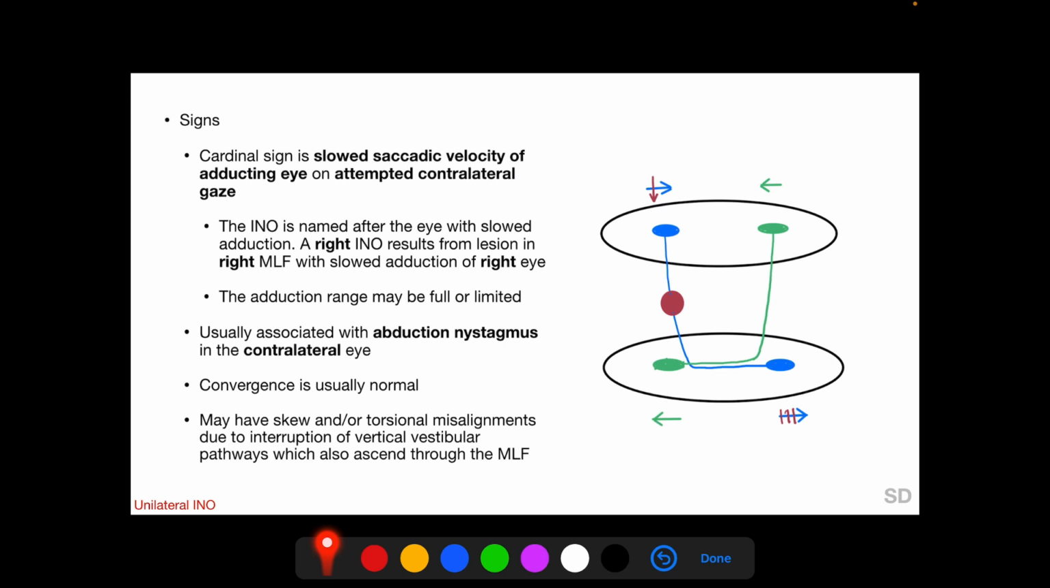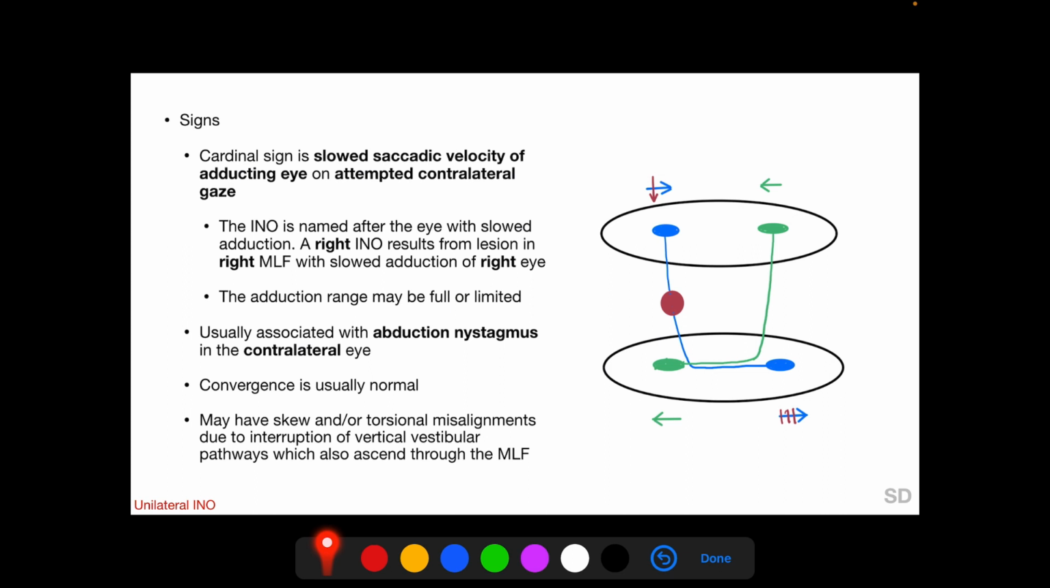So if the lesion is in the right MLF, there will be slowed adduction of the right eye, and we call it a right internuclear ophthalmoplegia. The range of adduction of this eye may be full or limited, and this is usually associated with abduction nystagmus in the contralateral eye, the left eye, when the lesion is in the right MLF. This happens because of overfiring of the nucleus of the left 6th cranial nerve in an attempt to adduct the right eye.